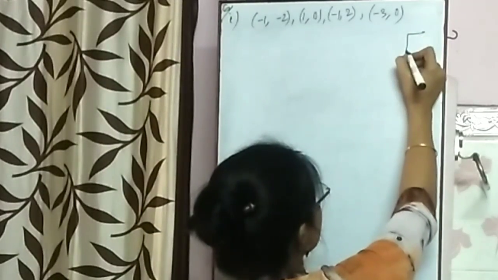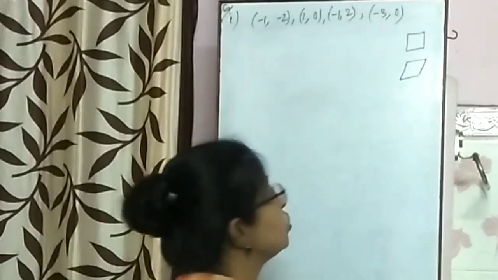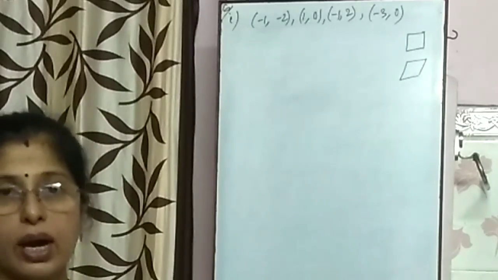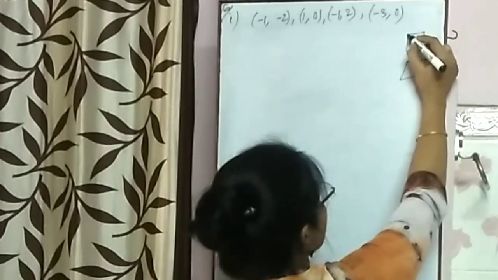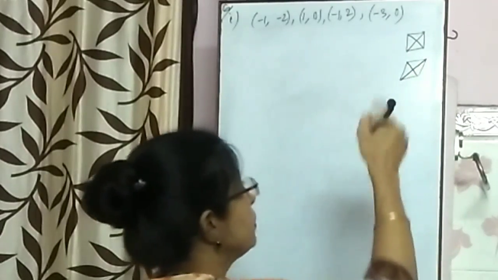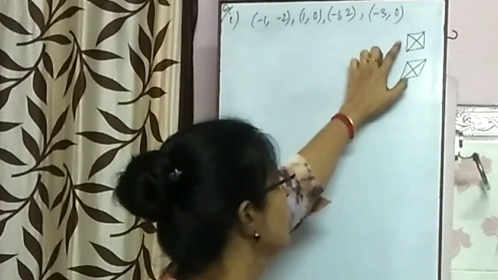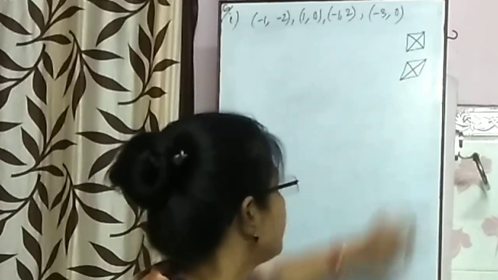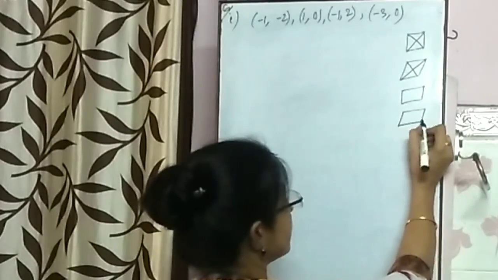because for a square 4 sides are equal, and in a rhombus also 4 sides are equal. So after finding the sides, how can you say whether this is a square or a rhombus? So more than that, you also have to find the diagonals. After the sides are equal, if the diagonals are equal, then it will be a square. If one diagonal is greater than the other, then it would be a rhombus.